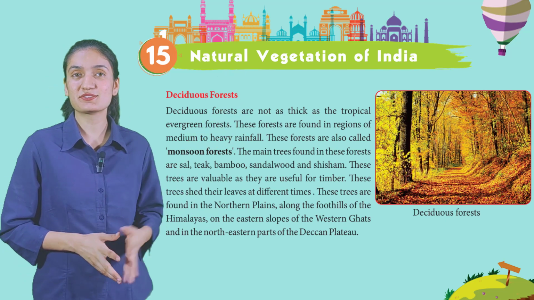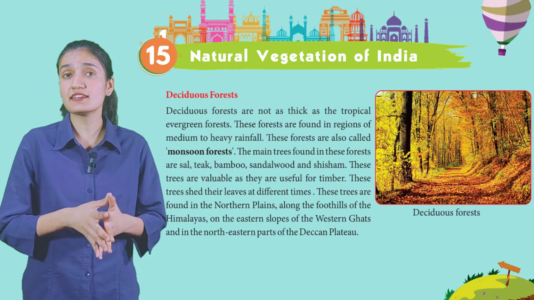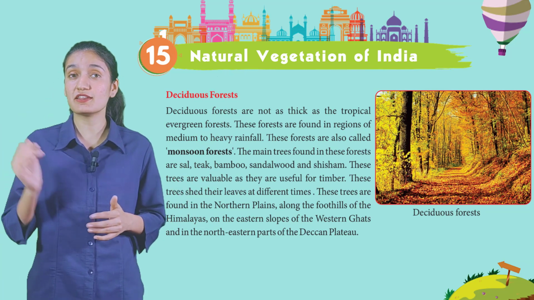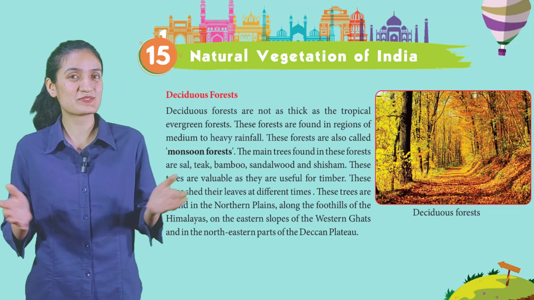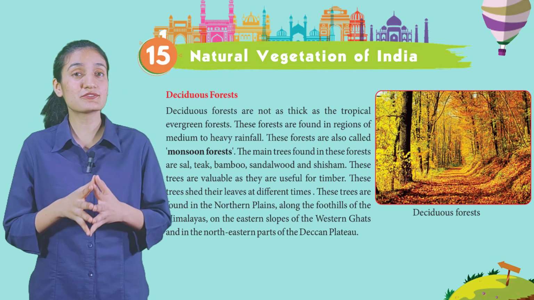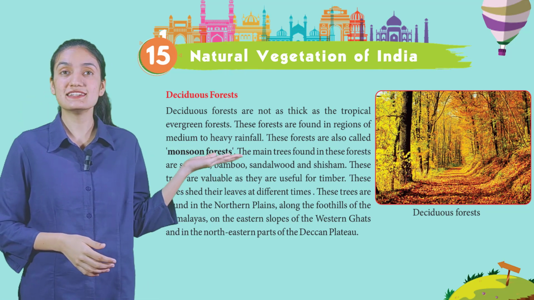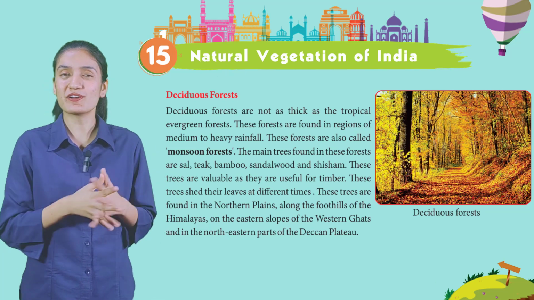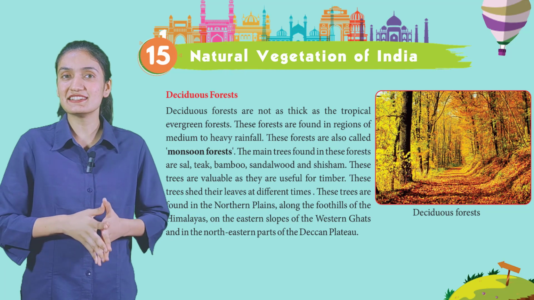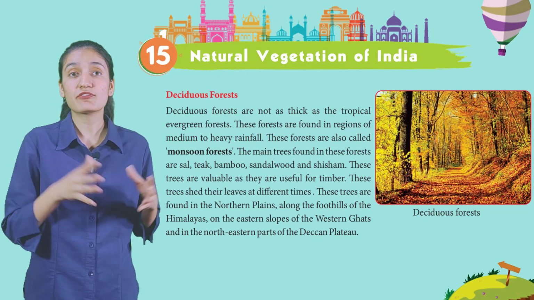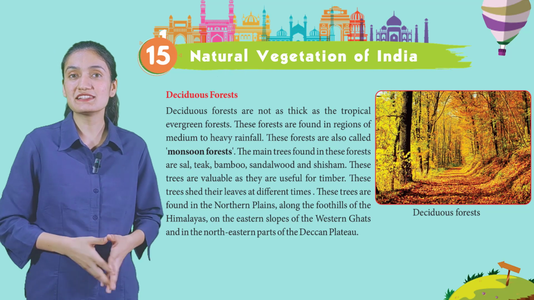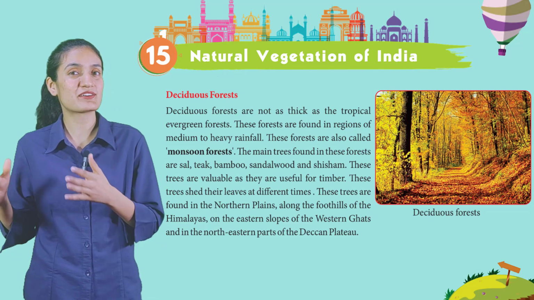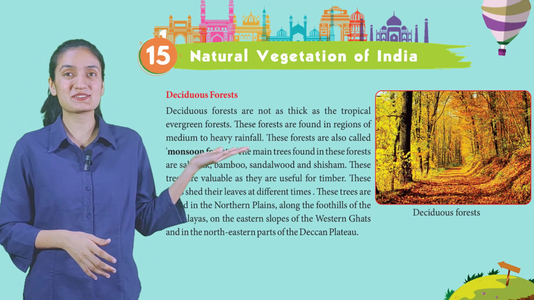Now, next is deciduous forest. Deciduous forests are not as thick as the tropical evergreen forest. These forests are found in regions of medium to heavy rainfall. These forests are also called monsoon forests. The main trees found in these forests are sal, teak, bamboo, sandalwood and shisham. These trees are valuable as they are useful for timber. These trees shed their leaves at different times. These trees are found in the northern plains, along the foothills of the Himalayas, on the eastern slopes of the Western Ghats and in the northeastern parts of Deccan Plateau. You can see deciduous forest.